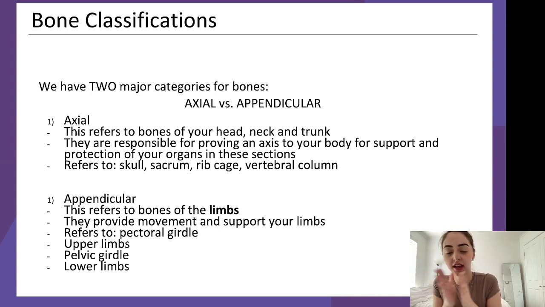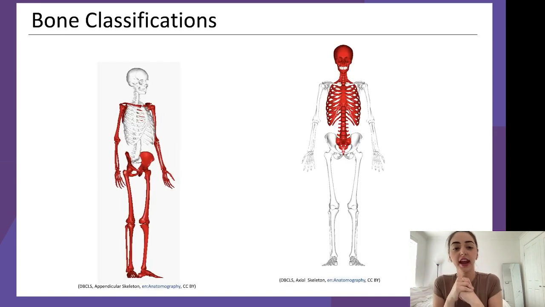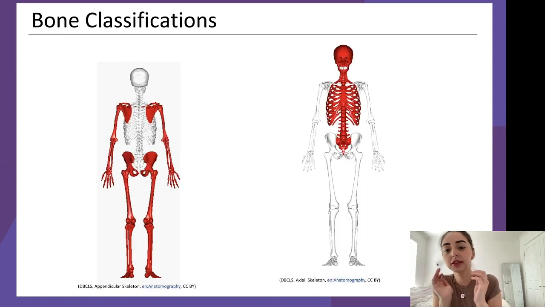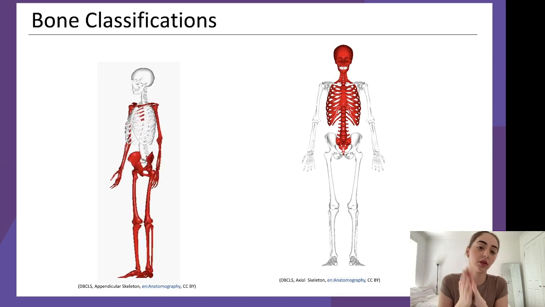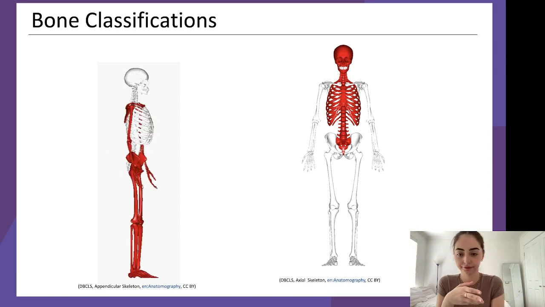This refers to the skull, sacrum, rib cage, and vertebral column. Okay, so the one on the left, appendicular. The one on the right, axial skeleton.